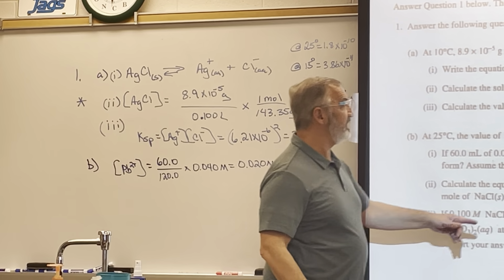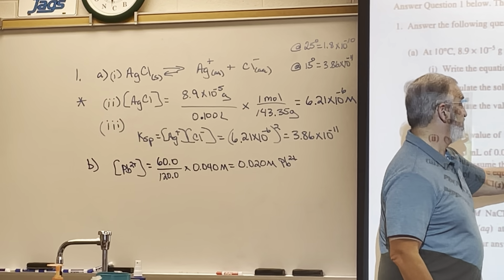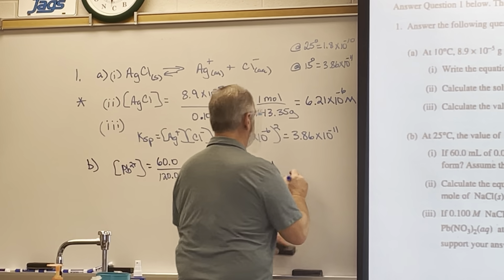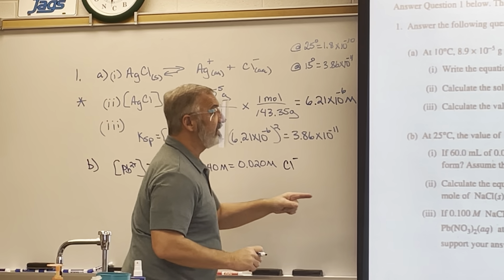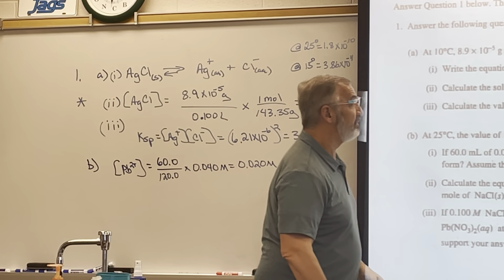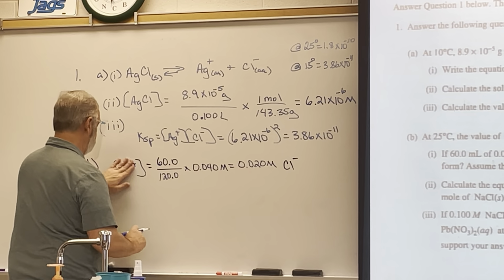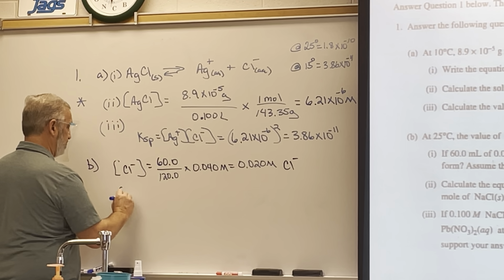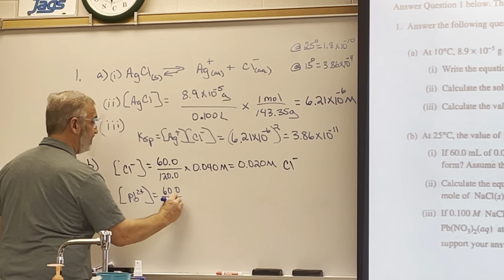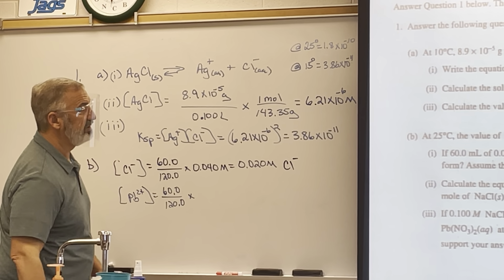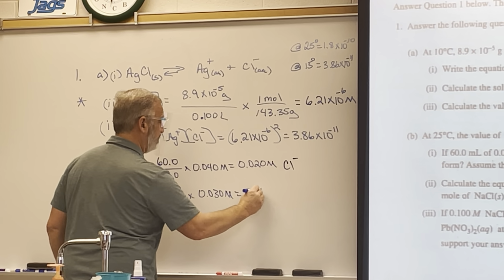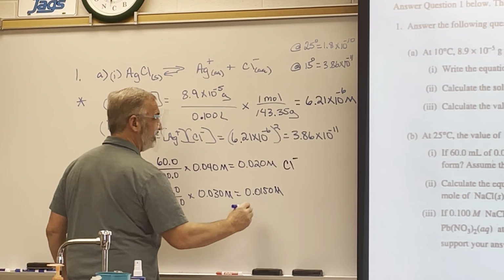Okay? And I'm putting in... Well, that's the C0, yeah. I was just looking at that. I was just realizing. Okay? So my lead is going to be basically the same thing. It's 1:1. I'm putting one lead in. Okay? So what's my lead? This is Cl. It's going to be the same thing. 60 over 120 times, what is that one? 0.03. So it's going to equal 0.015 mole.